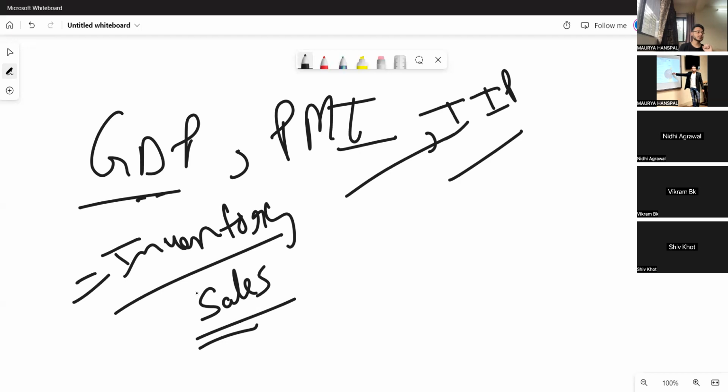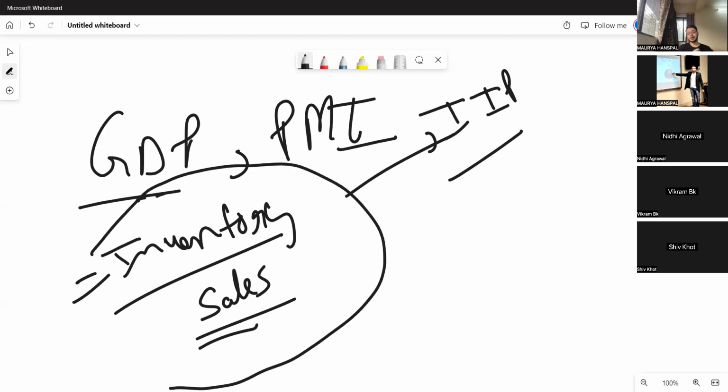So what do we mean by this metric, inventory to sales? Inventory to sales is nothing but how much sales we are able to make out of the amount of inventory or goods that we have, right? So ultimately, this number should be as low as possible. And why should this number be as low as possible? Because we ultimately want the denominator of this ratio, the sales, to be as high as possible.